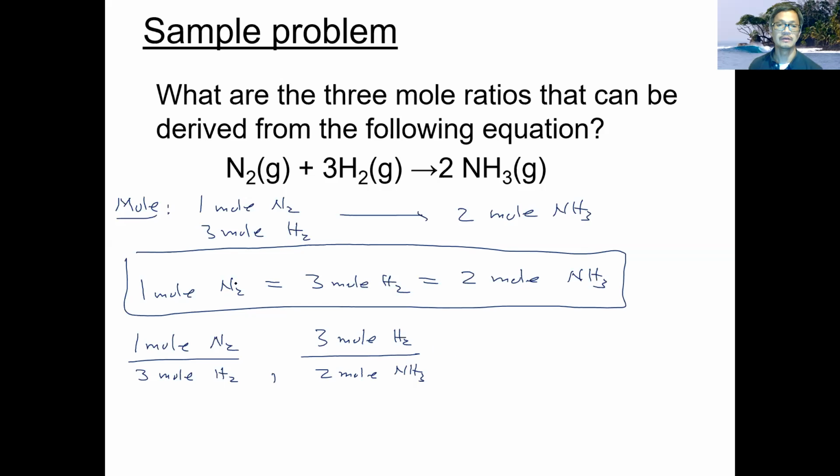And finally, if these two are equal, then the moles of nitrogen have to be equal to the moles of ammonia. So we can set up our third mole ratio from that relationship, which is going to be 1 mole of nitrogen to 2 moles of ammonia.